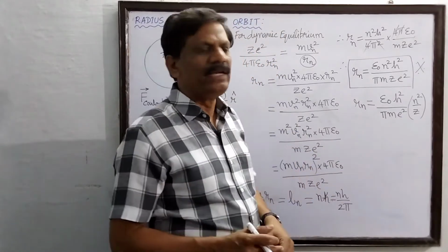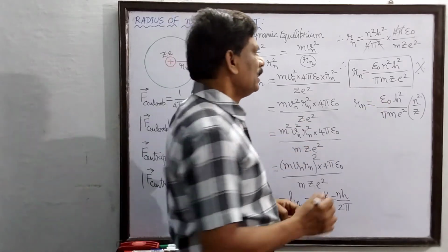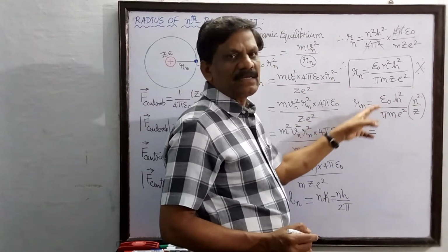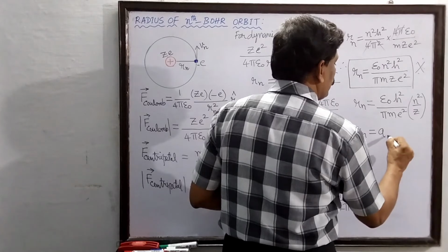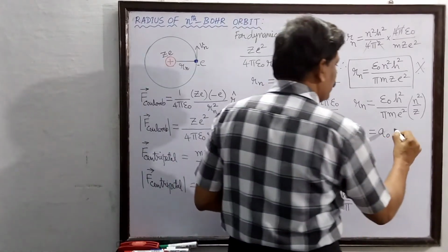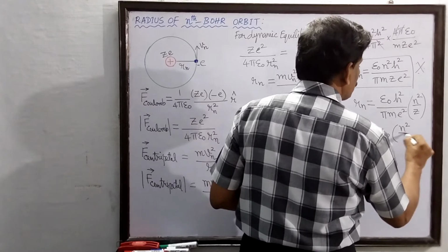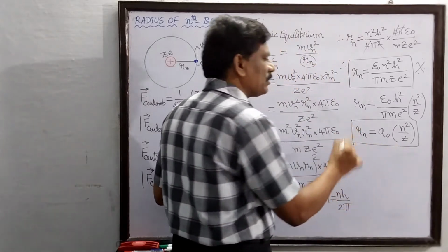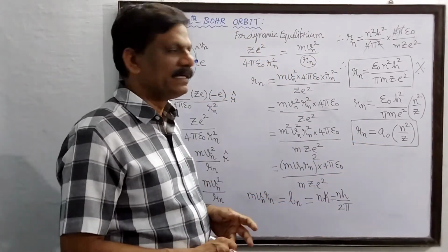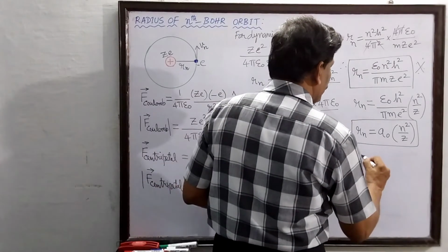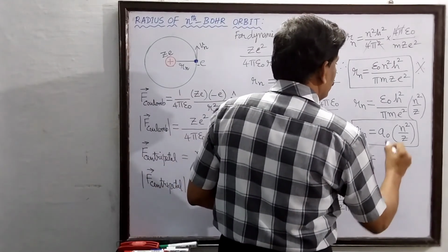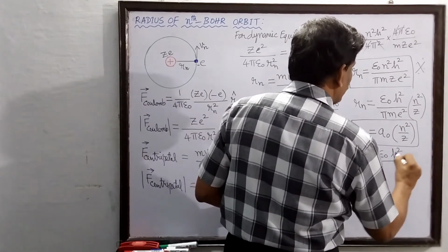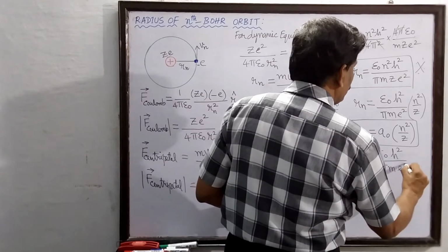So, if you substitute the values in this equation, I can also write this Rn is equal to the product of these constants, which will be some other constant that is denoted by a naught, into n square divided by z. So this is also another shortcut equation for solving numerical problems in the NEET and the IIT entrance exams, where this a naught is equal to epsilon naught h square divided by pi m into e square.